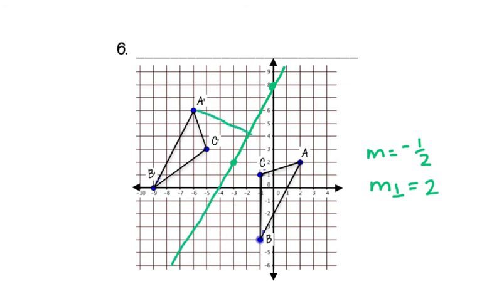It will be equidistant from A to A prime, from B to B prime, and we already know it's equidistant from C to C prime. And so writing the equation of that line, I'm going to know my slope is equal to 2 and my y-intercept is 8, and so y is equal to 2x plus 8.